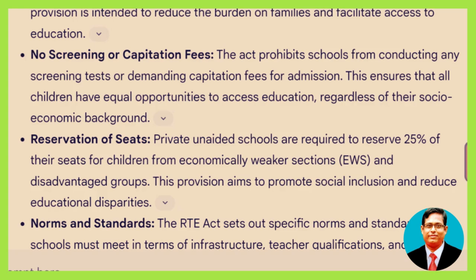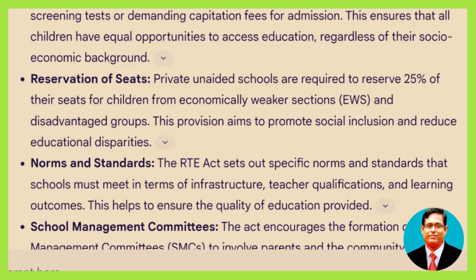This ensures that all children have equal opportunities to access education, regardless of their socioeconomic background. Reservation of seats. Private unaided schools are required to reserve 25% of their seats for children from economically weaker sections, EWS, and disadvantaged groups. This provision aims to promote social inclusion and reduce educational disparities.